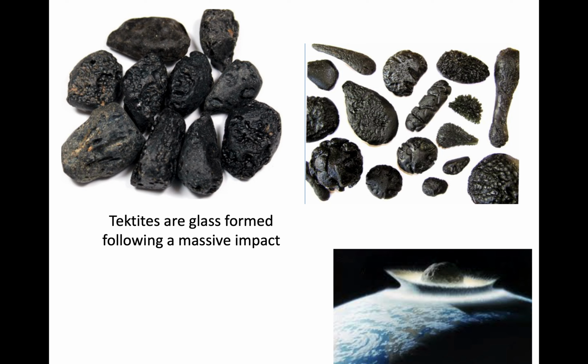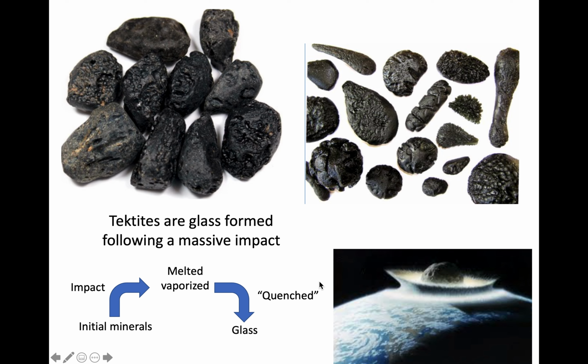Tektites are glasses formed following a massive impact. The description here is, imagine you have the different initial minerals present. There's a massive impact that melts and vaporizes that solid. If it's rapidly cooled down, which is called quenching it, you can lock in that melted structure and turn it into a glass. This idea of taking something, melting it, and rapidly cooling it, that's how you form glasses.